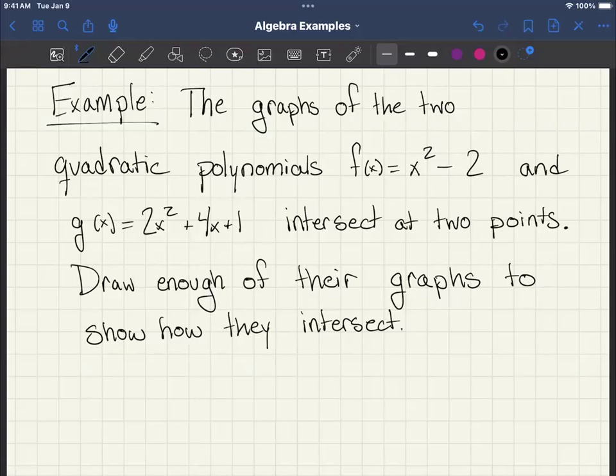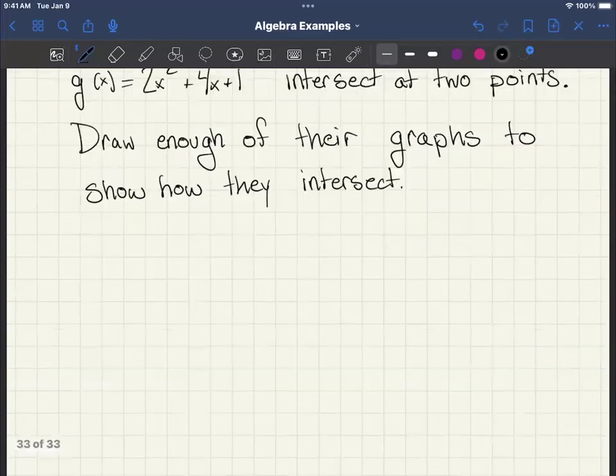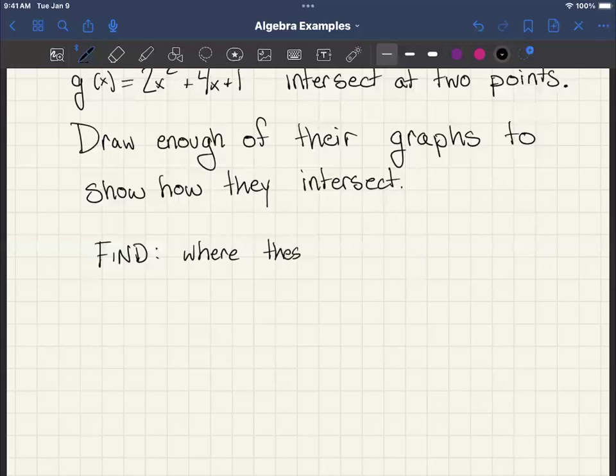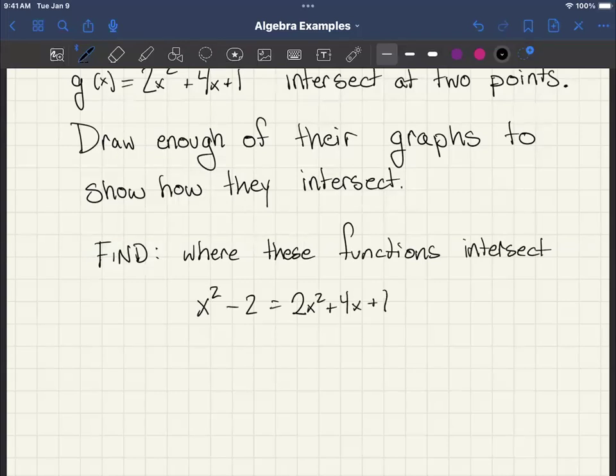One of the things that we can first do is start out by finding where these functions intersect. When we're looking for where two lines or two quadratic functions intersect, we take those two functions and set them equal to each other. Okay, and now we're going to solve for x.